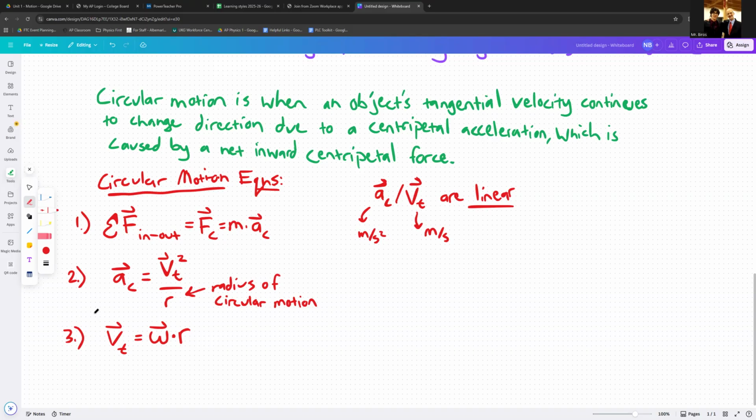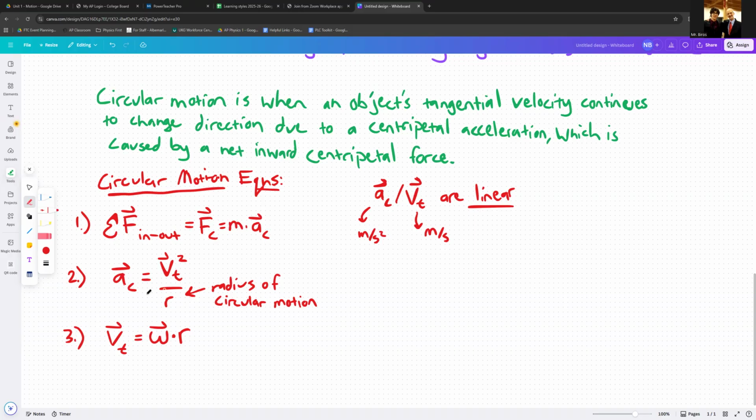Like 1 and 2 together, you could, for example, find what's going on with the forces. So you figure out all your forces and your sum of forces. You get centripetal force and you know the mass. So now you find acceleration. But maybe the problem ultimately wants you to get tangential velocity. So now you take that acceleration that you know and you put it into the second equation. And if you know the radius, now you solve for tangential velocity.